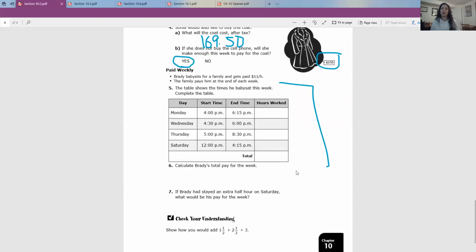Please try this on your own. It's identical to the chart that we just did together. Calculate his total for the week, just like we did, and then you can recalculate it if he added an extra half hour. So you can just add the extra half hour at the end. Okay, guys, good luck. We'll see you for the next section.